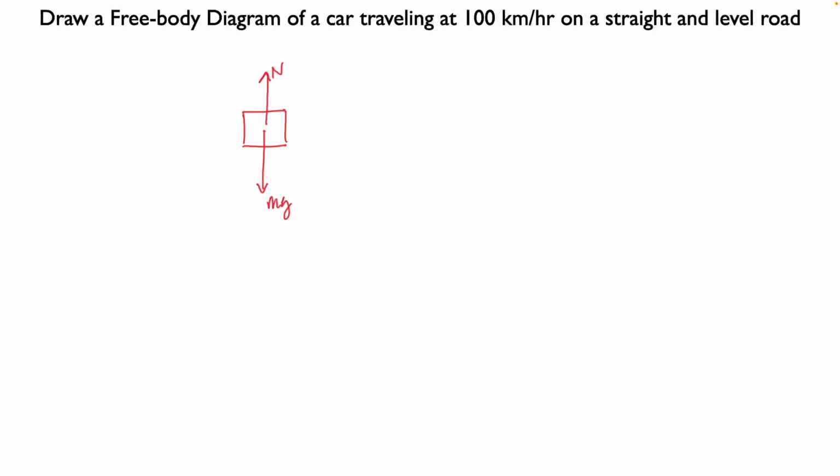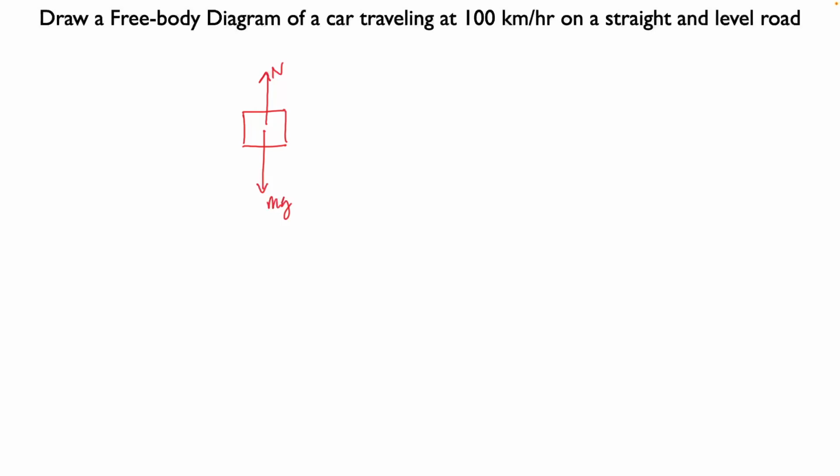What's the acceleration of this car? 0. It's traveling at constant speed in a straight line. It's not changing its direction. It's not speeding up or slowing down. So what does that mean for all the vectors that I attach to this car? What has to be true? The net force has to be 0.